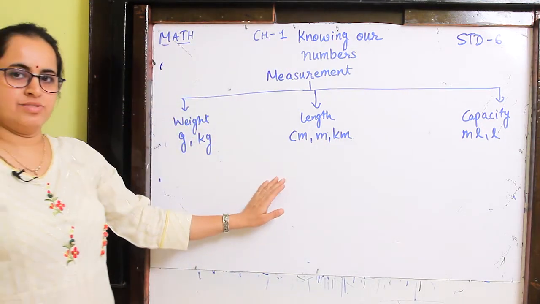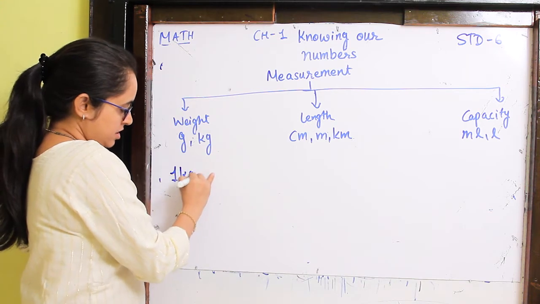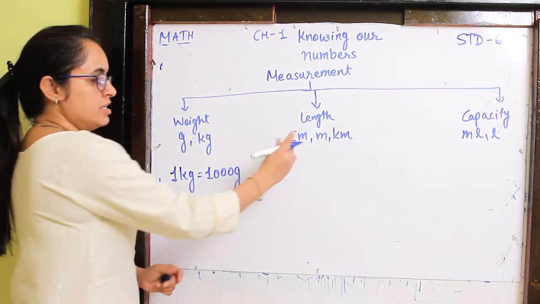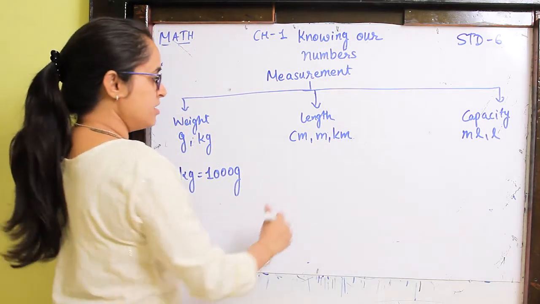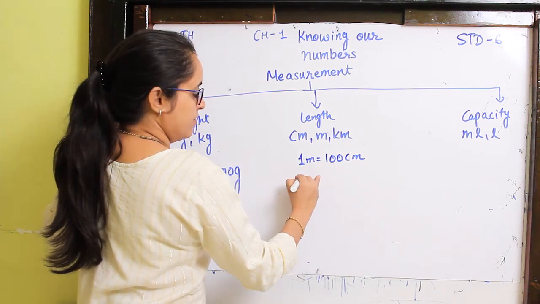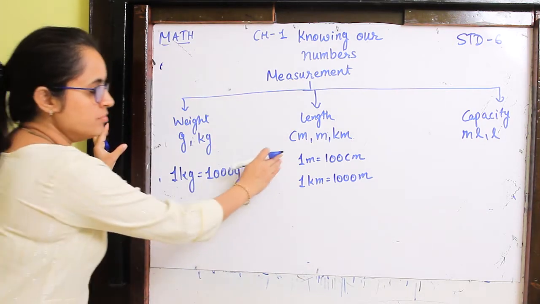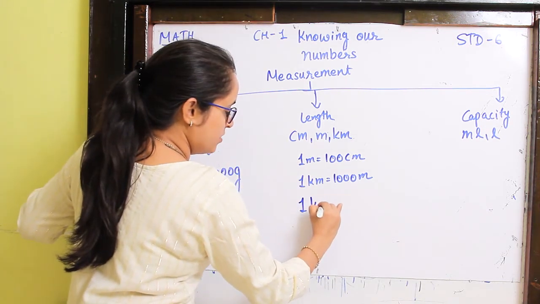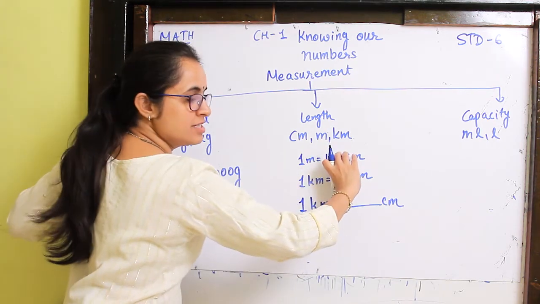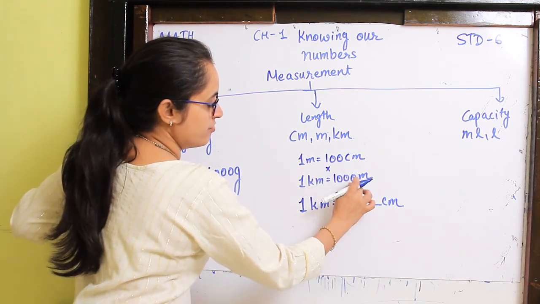Now what are measuring units? If you have studied mensuration or measurement, there are three important types of measuring units. For example, for measuring weight you have gram or kilogram, right? Then for measuring length you have centimeter, meter and kilometer. And for measuring capacity you have liter or milliliter. These are some measuring units, and you have already studied them in class 5 and class 4.